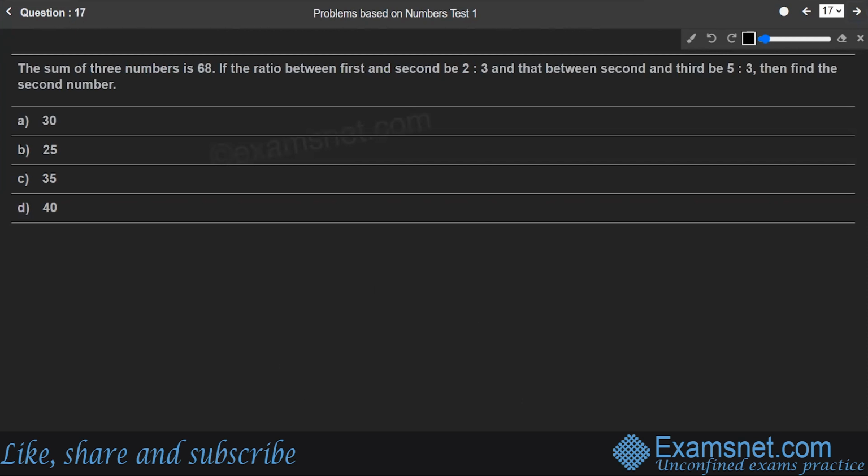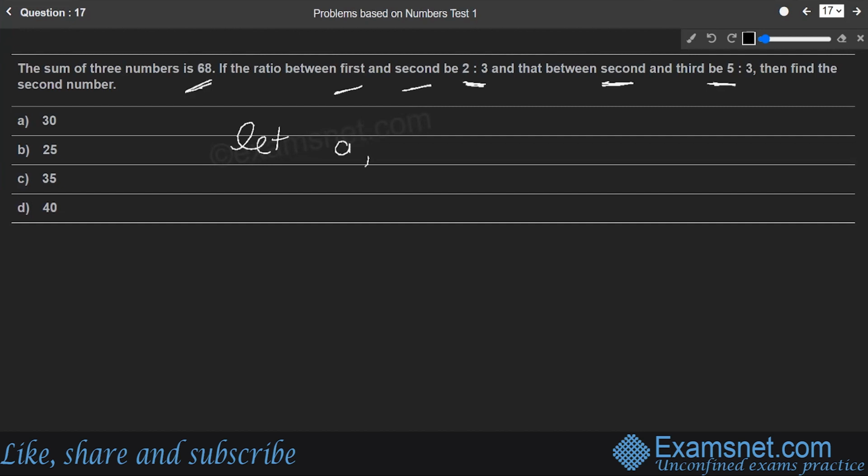Now, the sum of three numbers is 68. If the ratio between first and second is 2 is to 3, and that between second and third is 5 is to 3, then find the second number. This is what we are supposed to give. So let us assume our numbers, and then we can find out the ratio between them, and we can make a simplified ratio with all three numbers combined. And when the sum is given, we can add them and make it equal to 68.